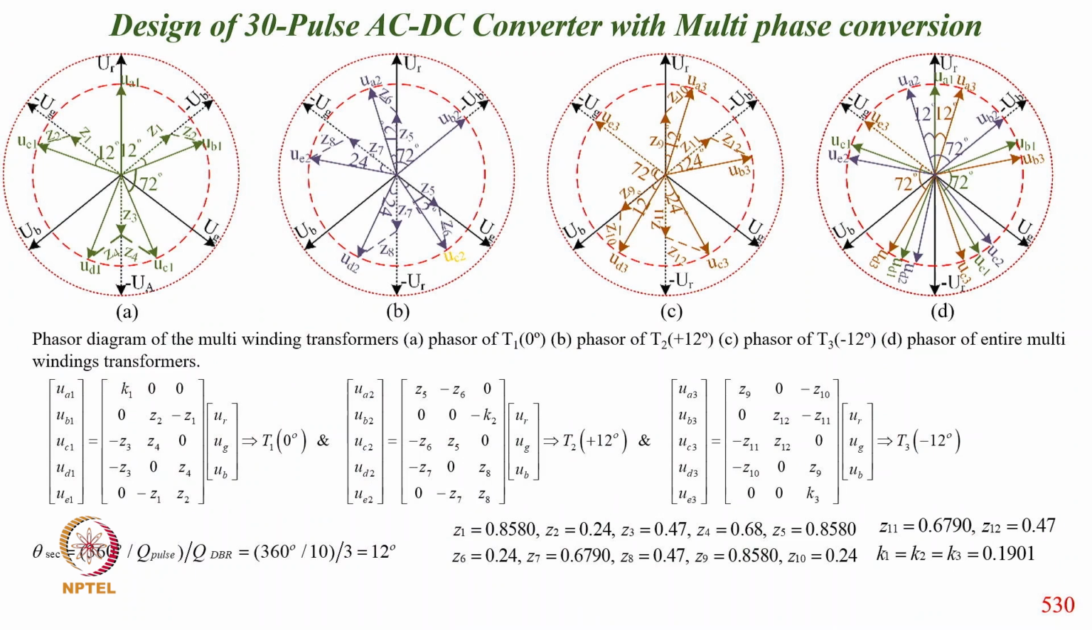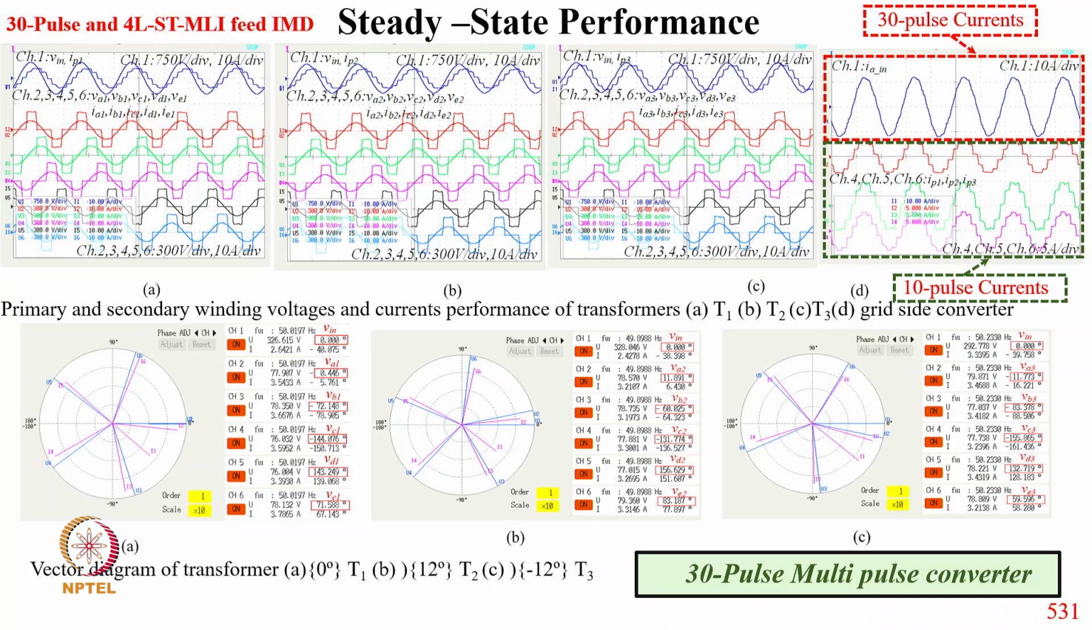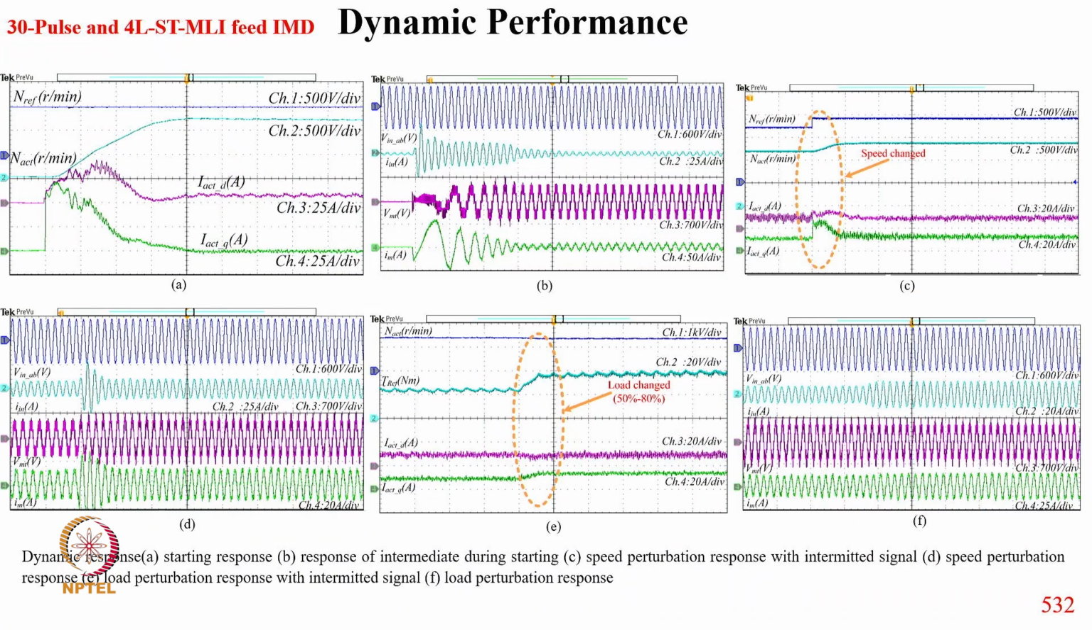And then the design of the 30 pulse converter with the multi-phase configuration. So you can clearly see how the calculations for the different transformers are made here with the different turns ratios, with theta secondary typically coming to 12 degree, and the winding sections are designed corresponding to these functions. So these are the vector diagrams of the 30 pulse converter. You can see clearly here the different winding currents, and finally the supply current of the input, and the corresponding phasor diagram. And this starts from supply voltage and supply current, which looks very close to sinusoidal, and motor voltage and motor current.